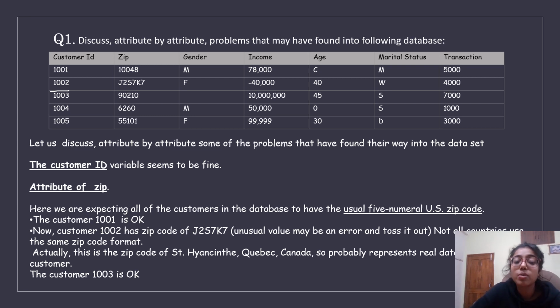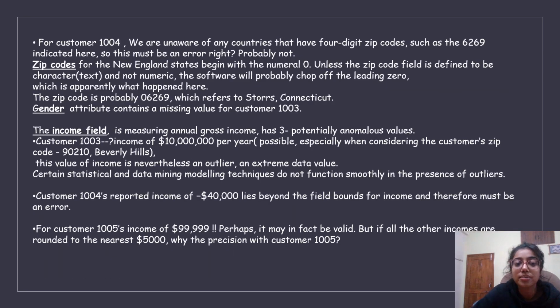So customer 1002 has a zip code of this unusual value, maybe an error, and we toss it out. So this zip code contains a problem. Okay. 1003 zip code is okay. Now let's see the others. For customer 1004, we are unaware of any countries that have 4-digit zip codes such as 6269 indicated here.